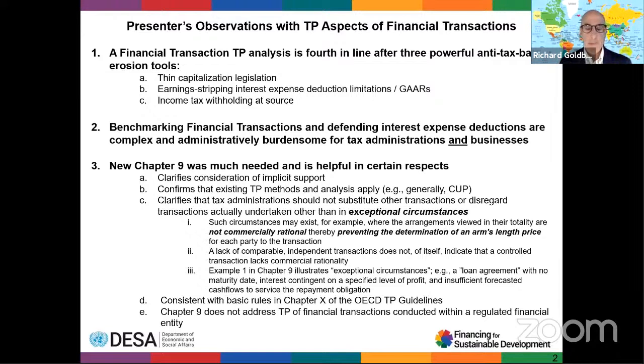Chapter 9 of the UN manual is largely consistent with Chapter 10 of the OECD guidelines. I think that's a good thing. Chapter 9 of the UN manual excludes regulated financial entities from coverage. Also, I believe, appropriate. Next slide.